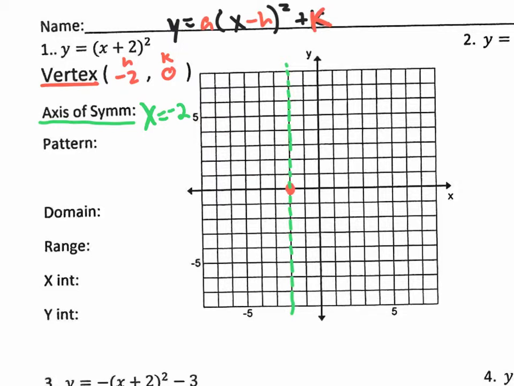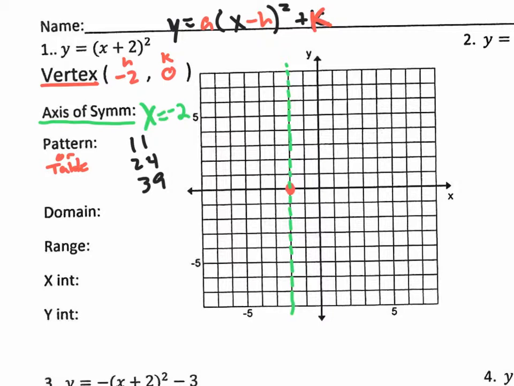Now, the next part, it says pattern. I guess it should say pattern or table. Right? You could use an XY table if you want, or you could use a pattern. But whatever you decide to use, I want to see it right here on this area. So because the A value is 1, we could use the pattern 1, 1, 2, 4, 3, 9. So I would write it 1, 1, 2, 4, 3, 9.